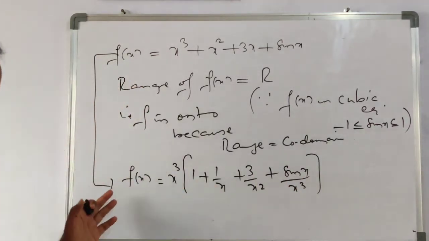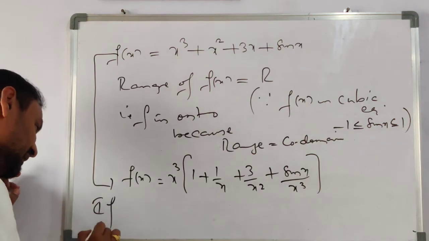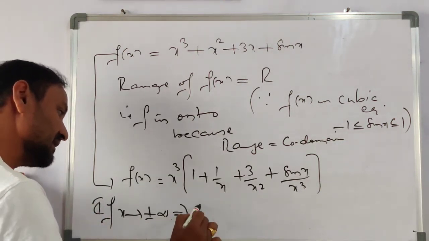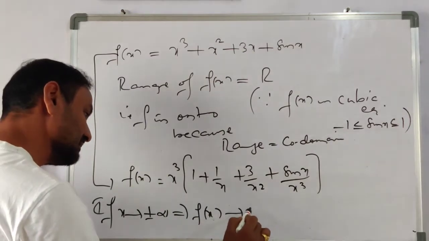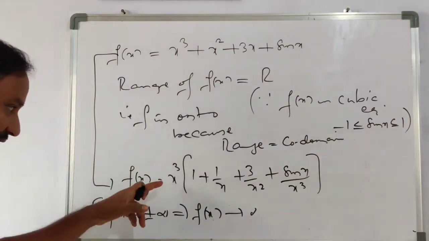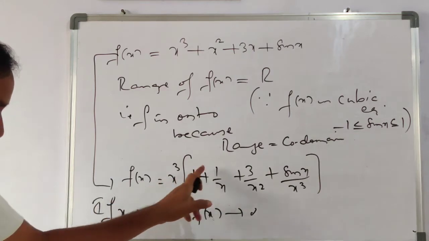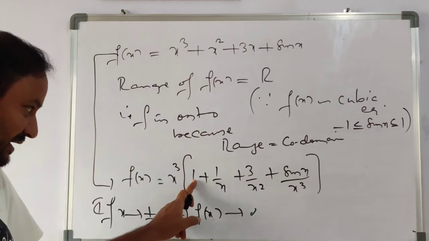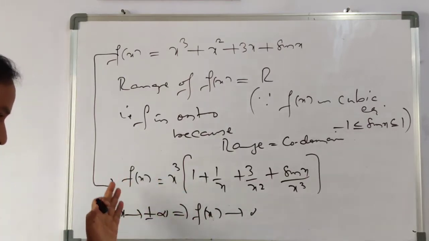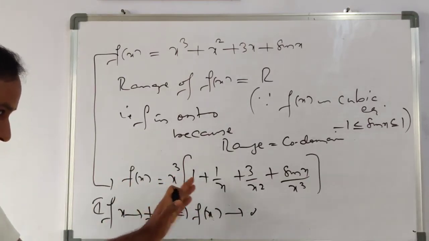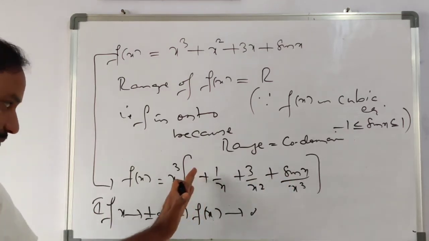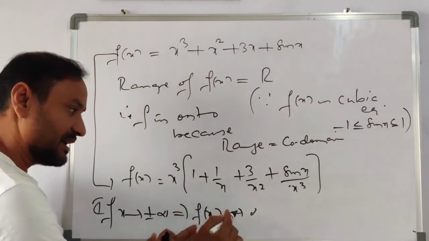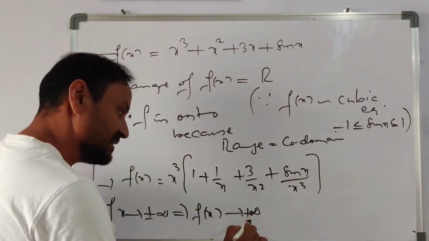Now when we take common x cube, if x tends to plus or minus infinity, that implies f of x tends to infinity. Because when x tends to infinity, the terms 1 by x, 3 by x square and sin x by x cube are 0, so it is 0, 0, 0 plus 1. That's why constant 1 into infinity gives infinity. When x tends to minus infinity, again 0, 0, 0 plus 1, so 1 into minus infinity. That's why when x tends to plus or minus infinity, f of x tends to plus or minus infinity.